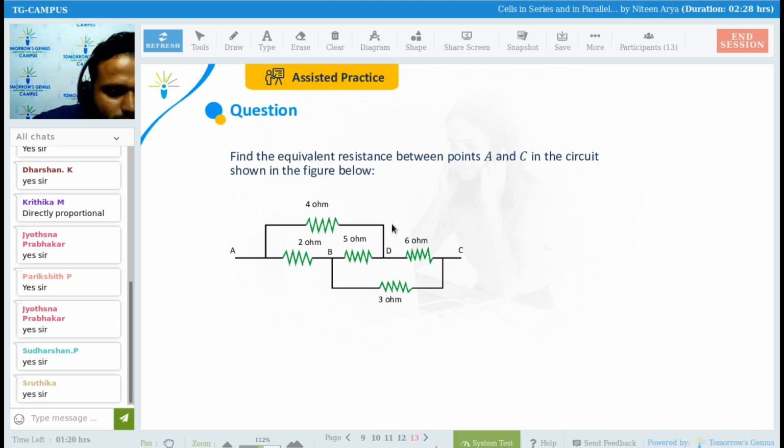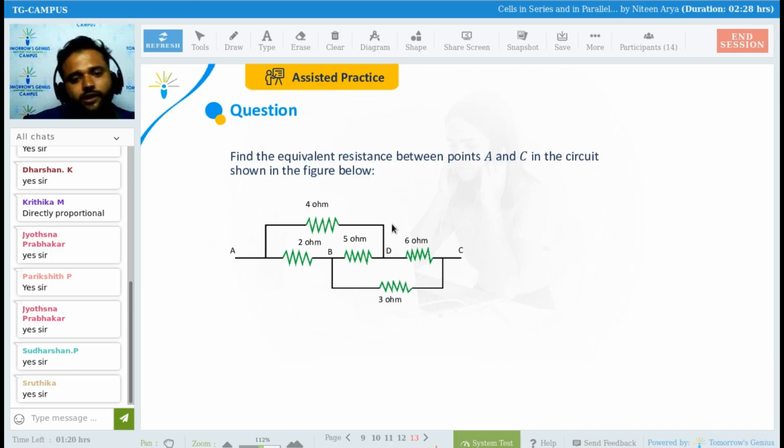I got 2.4 ohms, sir. Total resistance. Okay, let me check. No, not 2.4. How can 2.4 be correct? You need to find the total resistance, if I'm not wrong, right? Yeah. Between A and C. Okay.